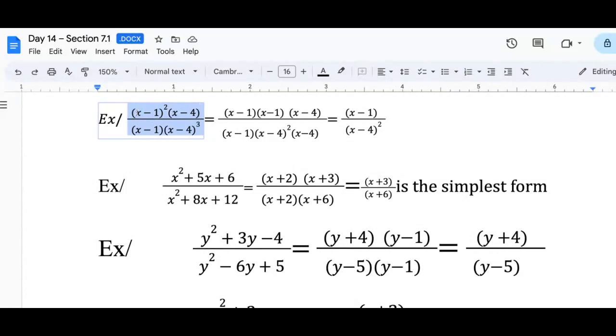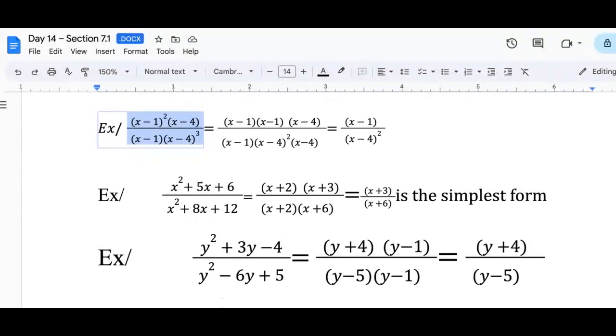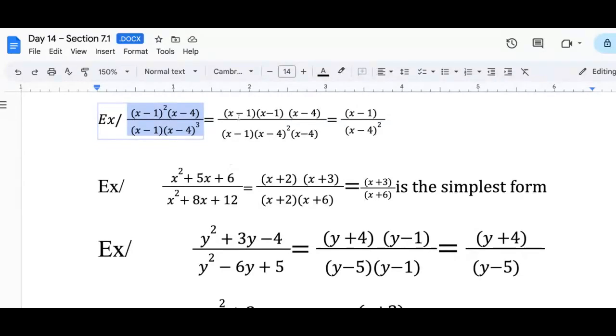Let's see this one. Everything is in factored form. Right? We just have to simplify it. x minus 1 squared over x minus 1 simplifies to be x minus 1. Then x minus 4 over x minus 4 cubed simplifies by one x minus 4. So that's x minus 4 squared in the denominator. So the answer is x minus 1 divided by x minus 4 squared.